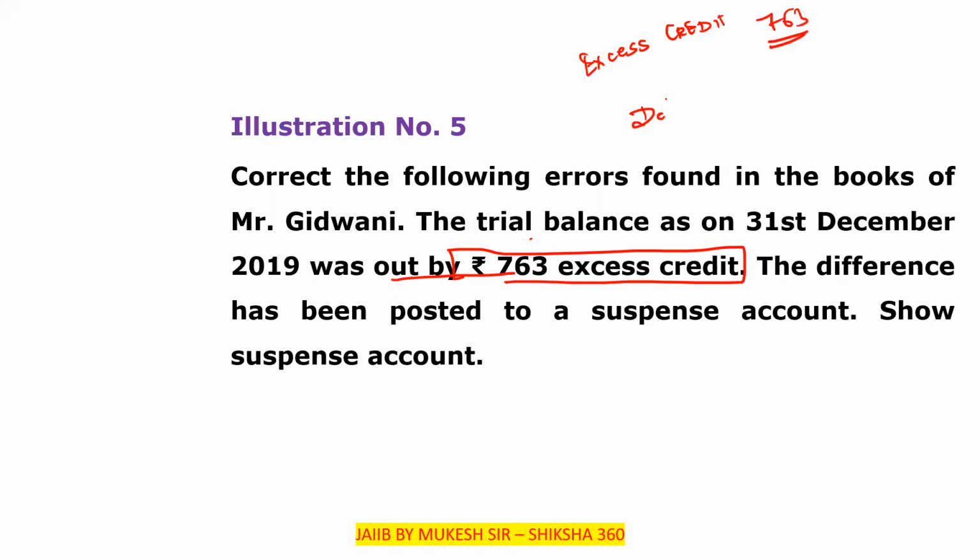So basically this much amount we have to also on the debit side. So the difference has been posted to a suspense account. Clear? Show the suspense account. Basically we have to find where we are facing the error. Why is there an excess of 763?